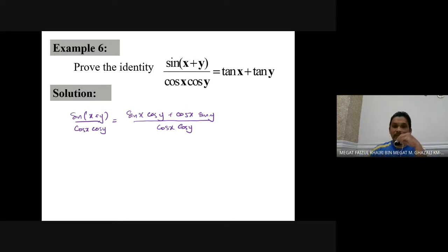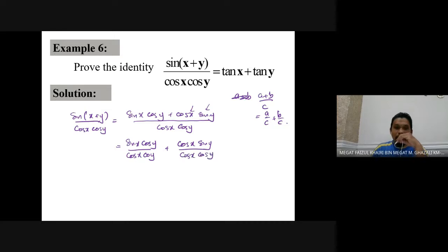Okay, so now from here, we make it as a plus b divided by c. We come up with a over c plus b over c. So it is now sine x cos y divided by cos x cos y, plus cos x sine y divided by cos x cos y. Okay, so cos y divided by cos y, sine y. Oh no, not that one. Sorry.